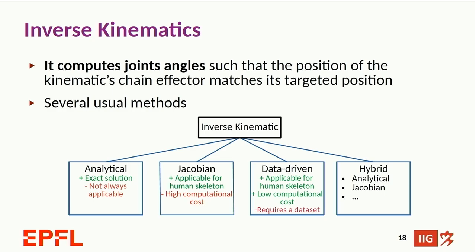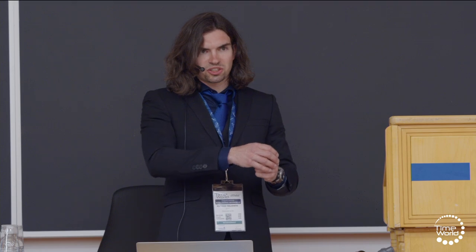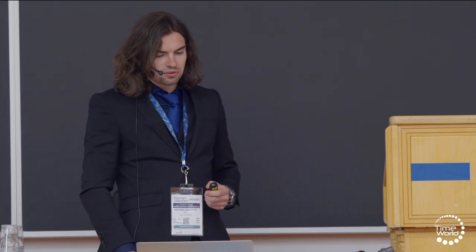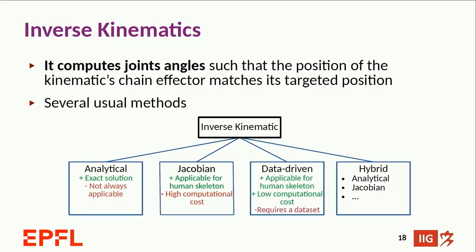So if we have the position of the effector, the targeted position, so let's say this is the position of the marker, and this is the kinematic chain that represents my arm. If I want the arm to reach the position of the target, we need a tool called inverse kinematics. It takes as input the kinematic chain and the targeted position, and its goal is to compute all the joint rotations so that the effector matches the targeted position.